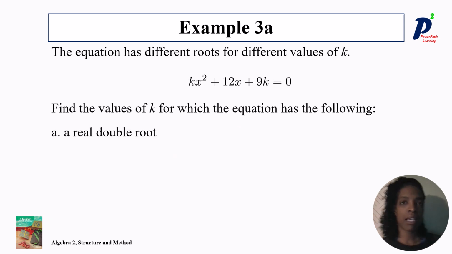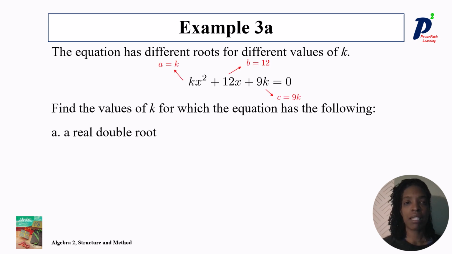Okay, for the next 3 examples, we're given an equation with variable coefficients, and we need to figure out what those variables should be in order for us to have, first, a real double root. Okay, so I'm going to note my a, b, and c. So a is equal to k, b is equal to 12, and c is equal to 9k.